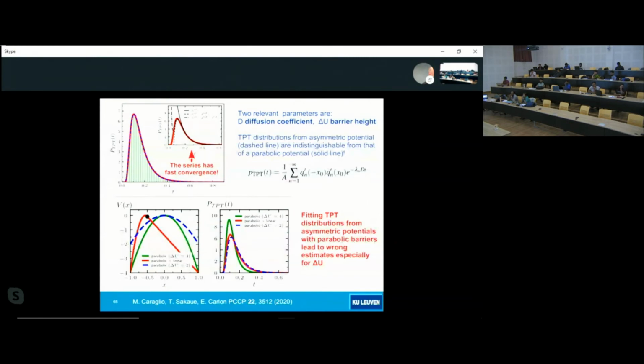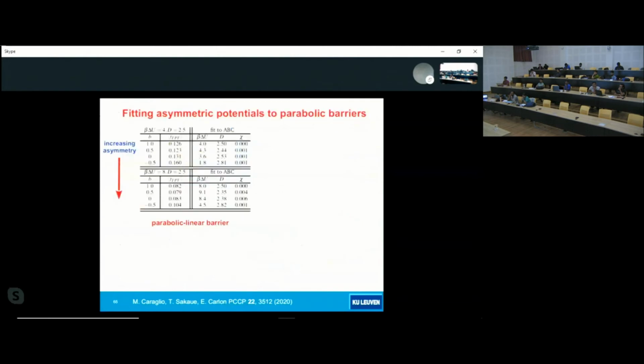And I remember the first line of this slide shows that there are 2 relevant parameters, the D diffusion coefficient and delta U barrier height. So what we find is that, if you do this exercise, and this is what we do here, we fit an asymmetric potential. We take an asymmetric potential, we generate a transition path time distribution, and we insist on fitting this to parabolic barrier data. And we ask what is the output of this parabolic barrier. So I have two outputs as parameters: the barrier height and the diffusion coefficient.